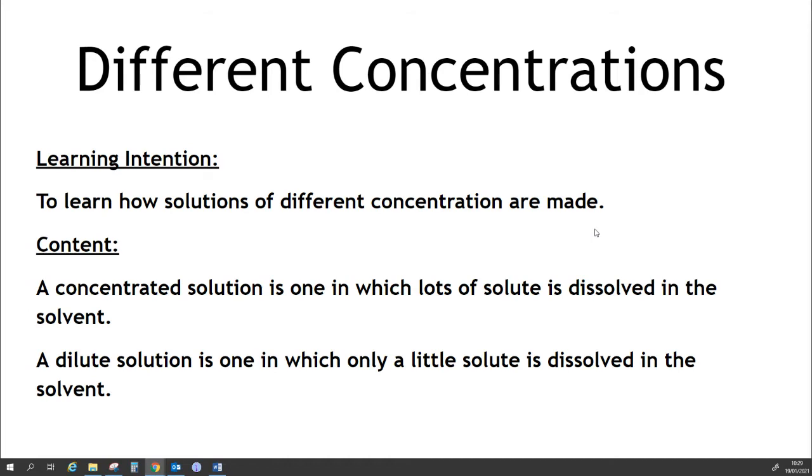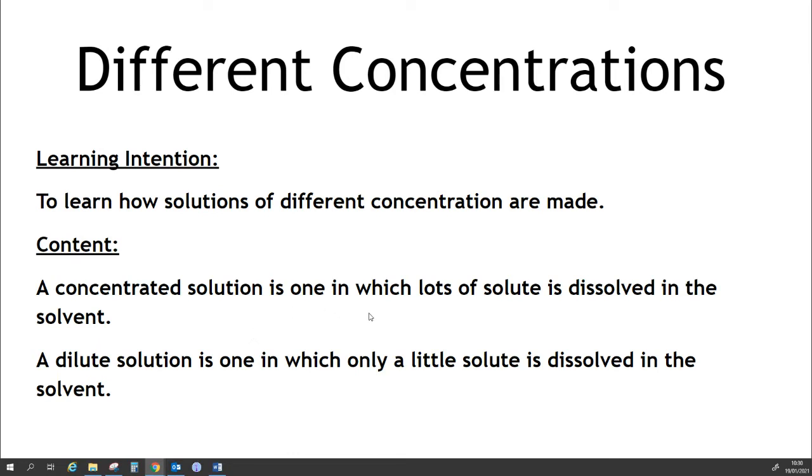A concentrated solution is one in which lots and lots of solute is dissolved in the solvent. So remember, if we used water as our liquid, our solvent, and we added something like sugar, the solute, you would add a spoonful of sugar and it would dissolve. You would add more and it would dissolve again. And you'd add more and more and more. And eventually the solvent is absolutely full of the solute. So you've made a solution, so solvent and solute together, which is very concentrated. So every little bit of liquid has an awful lot of solute dissolved in it.